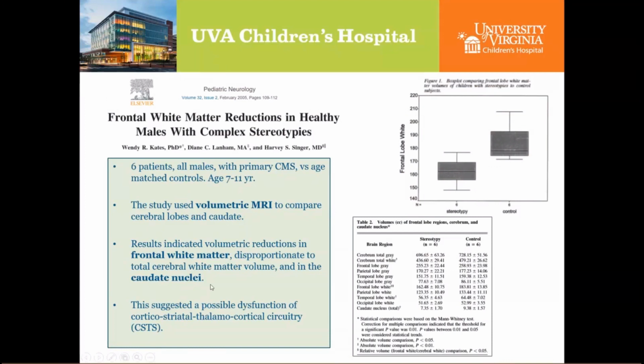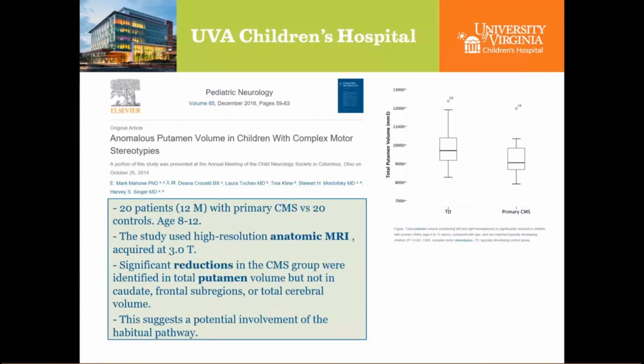There was another study from 2016. This one just used anatomical MRI. They had more patients, 12 patients, some of them boys, and there were 8 girls, and they also had age-matched controls. And using the anatomic MRI, this study showed reduction in the putamen. And that, again, pointed to the fact that these circuits are involved, and maybe specifically the habitual pathway.